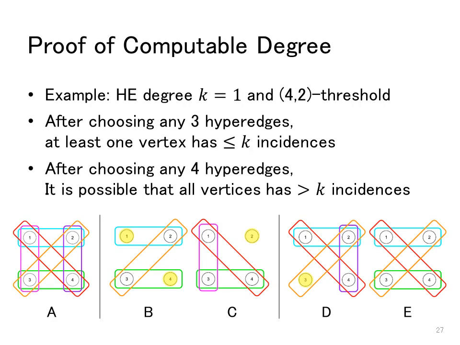To simplify the explanation, let's consider this example. We will use degree 1 homomorphic encryption. The 4-2 threshold structure can be represented as hypergraph A. To compute a degree 3 polynomial, after choosing any 3 hyperedges, at least one vertex must have at most k incidences. If we choose 3 hyperedges as in graphs B and C, the yellow vertices satisfy the constraint. This is true for any combination of 3 hyperedges.